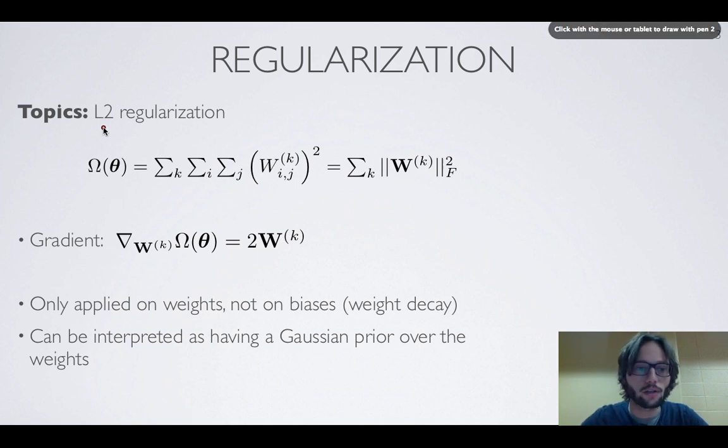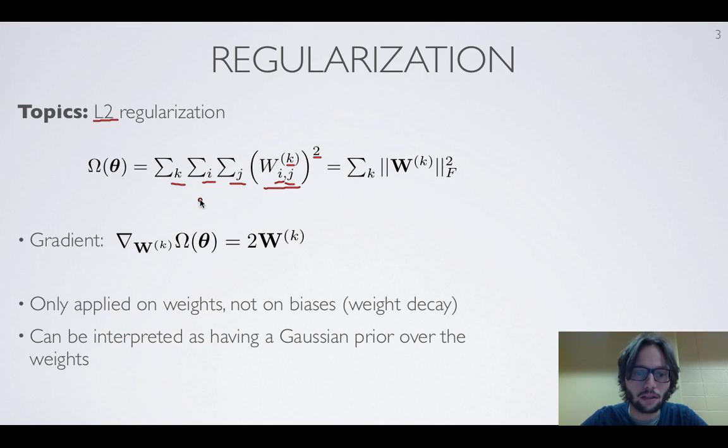Now, the first regularizer that's very common is L2 norm regularization. Typically, we only regularize the weights, so the connection weights between the hidden layers. And in L2 regularization, what we do is that for each hidden layer and for each connection ij between the jth neuron in the previous layer and the ith neuron in the layer k, we penalize the square of the weight value.